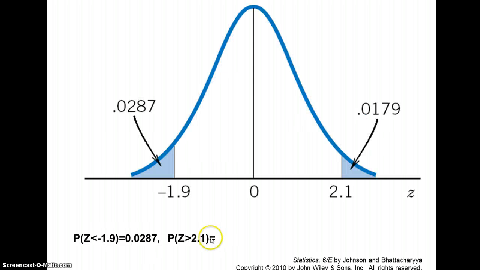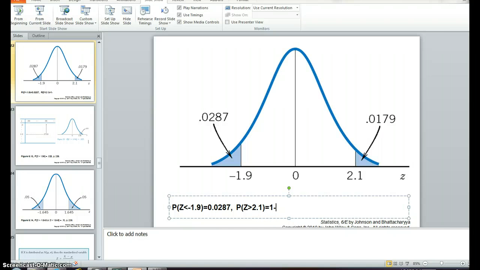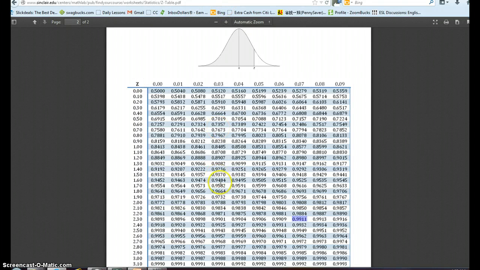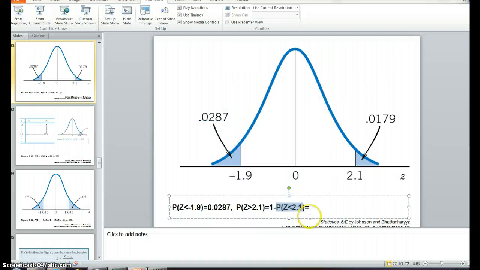So if I do 1 minus the area on the left side of 2.1, then I will get the probability of the area to the right side under the curve. So what I need to do is use the table to find this probability to the left side of 2.1. So I go back to the table, and 2.1 is positive, so it's right here, 2.1 or 2.10. That's the same thing. So it's 0.9821.